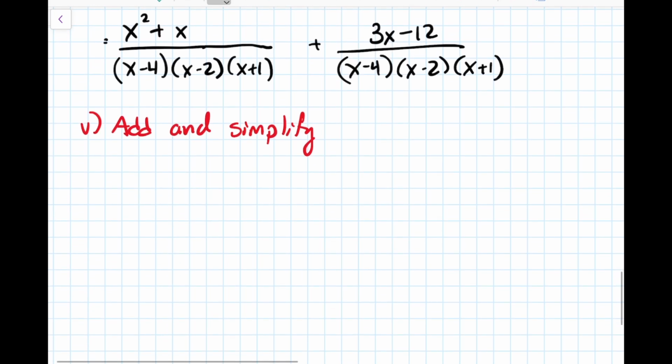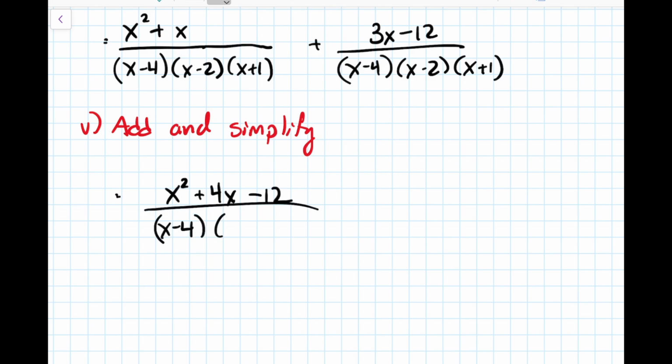So we've got x squared, which is just x squared because we've got nothing to combine it with. x plus 3x is going to get me 4x. The minus 12 is just going to stay as a minus 12. Then we've got that denominator of x minus 4, x minus 2, and x plus 1.